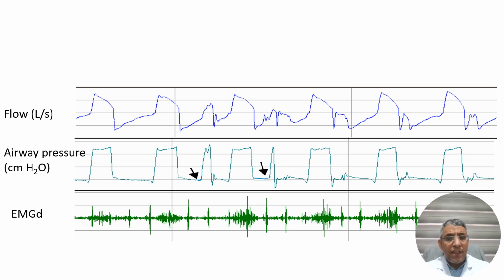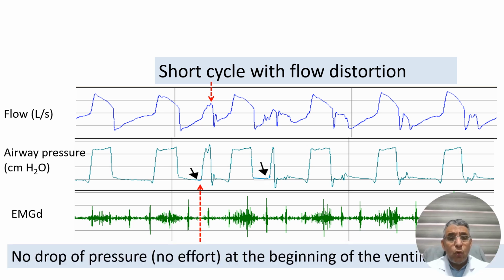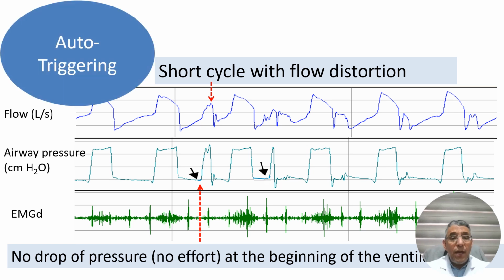This here is another one. So this is a short cycle with flow distortion, and here by EMG there is no drop of the pressure, no patient effort on the EMG. This is the auto-triggering.